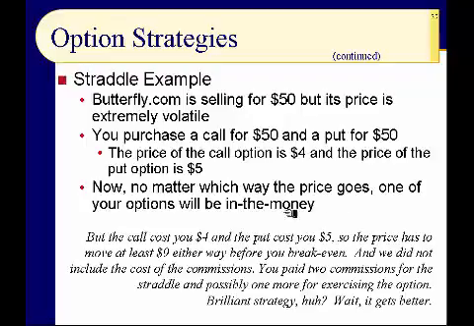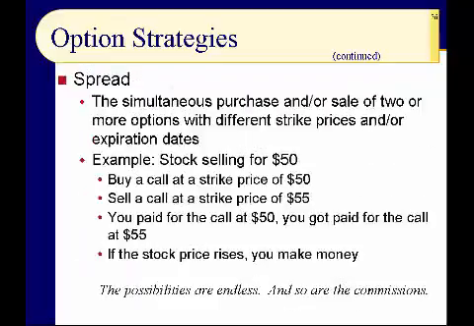But the call cost you $4 times 100, and the put cost you $5 times 100. So the price has to move at least $9 either way before you break even. And we did not even include the cost of the commissions. You paid 2 commissions for the straddle and possibly 1 more for exercising the option. Brilliant strategy, huh? Wait, it gets better.